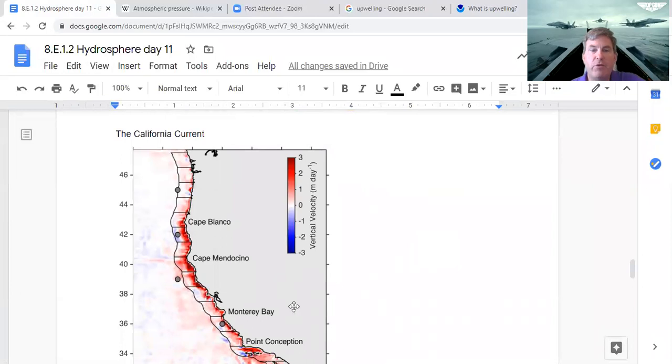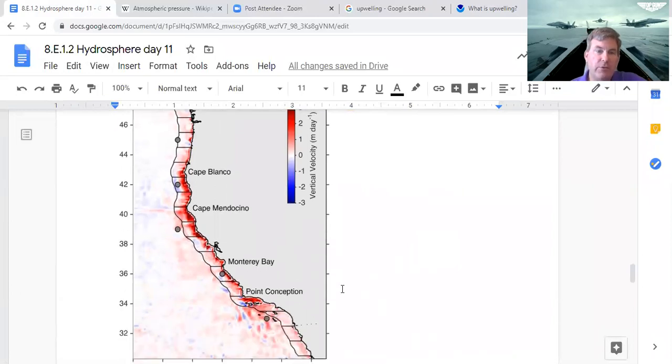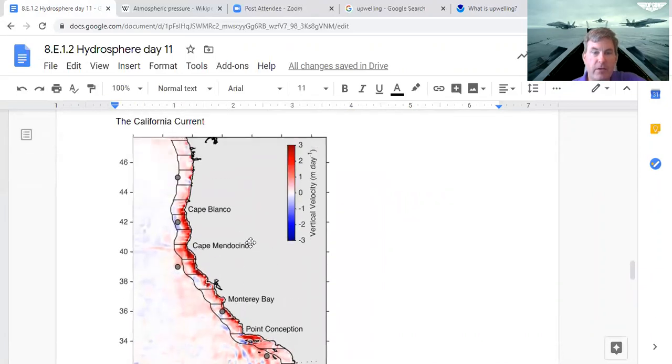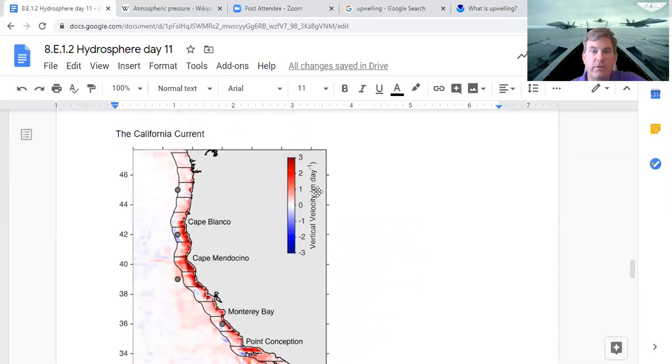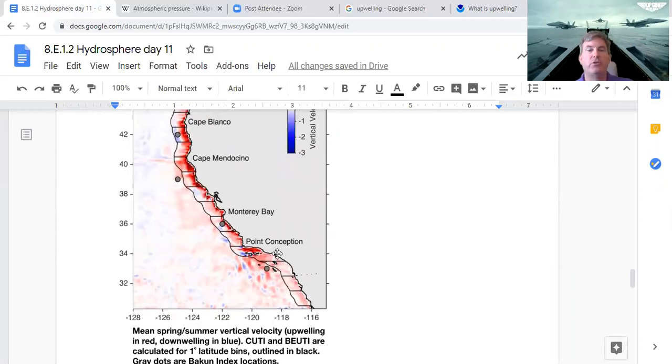Now here we have the California current, which is the southern coast of California, Point Concepcion, Monterey. So this chart shows vertical velocity. High vertical velocity would be the more red it is. Look at how red this is along in this coast area. So that's the vertical upwards velocity of the water. So upwelling, dragging those nutrients and stuff up.